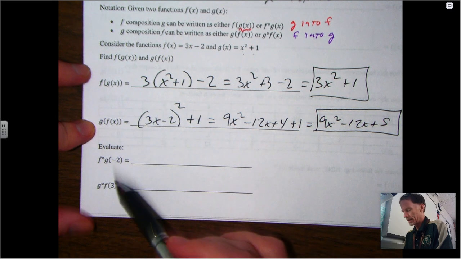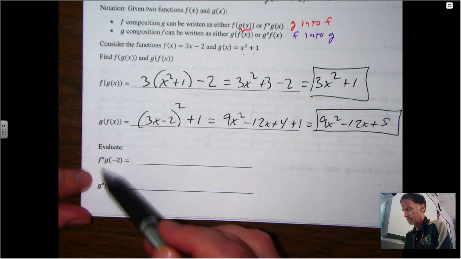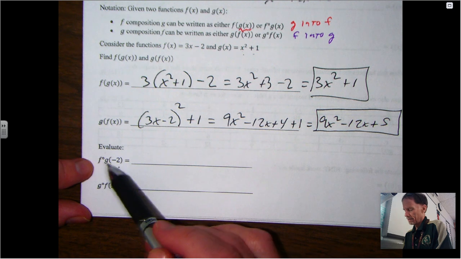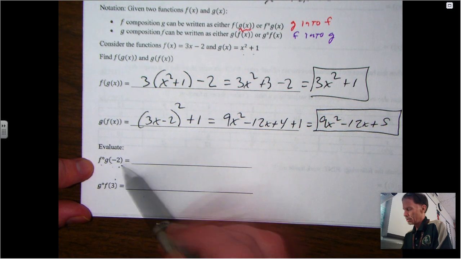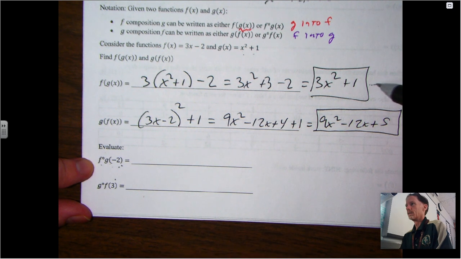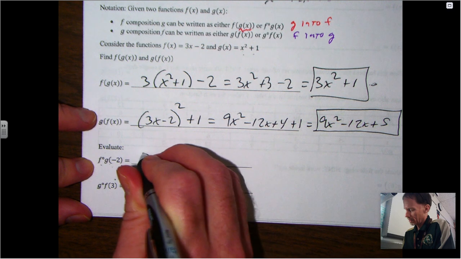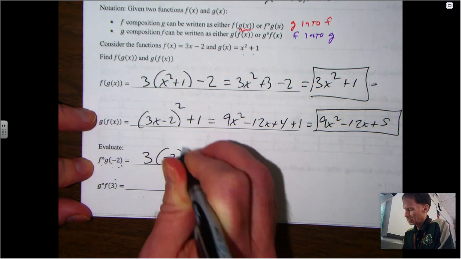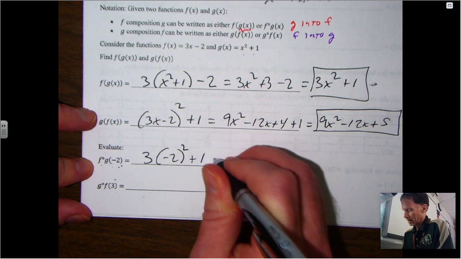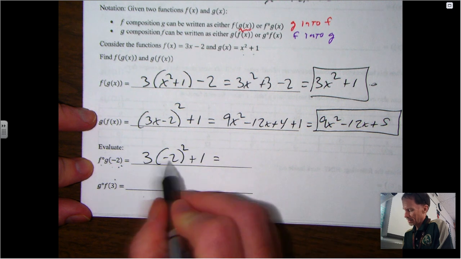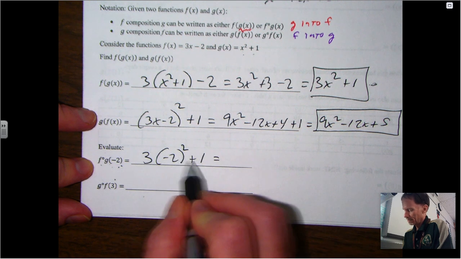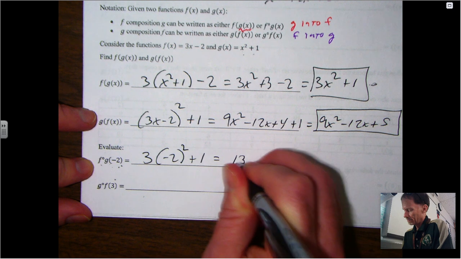Now, if you want to evaluate these things, notice I use my different notation. So f at g at negative 2, well, I've already got the function, right? So now I'm just going to plug in negative 2 into the x. So I got 3 times negative 2 squared plus 1, and just work out what that is. That's 3 times 4, which is 12. 12 plus 1 is 13.